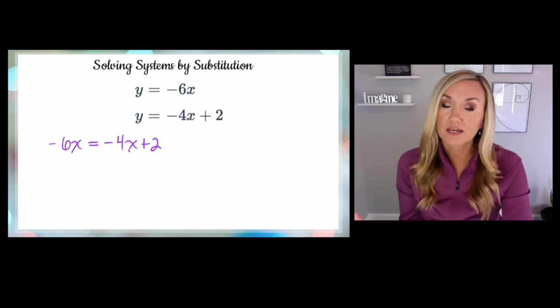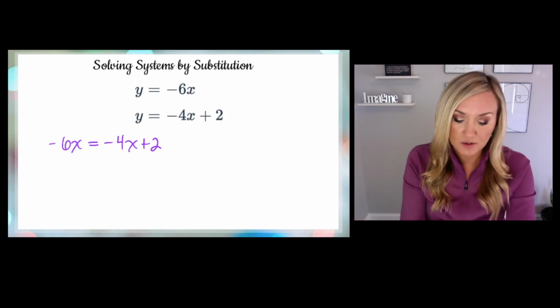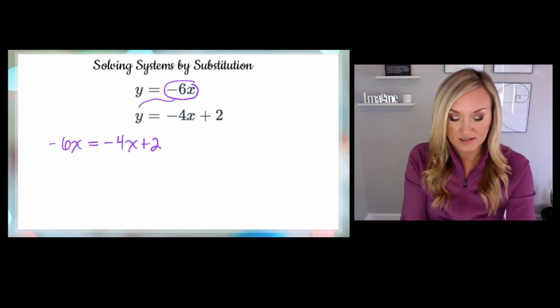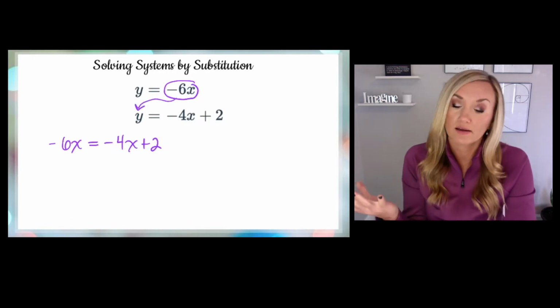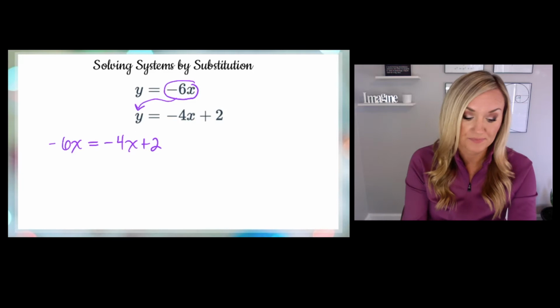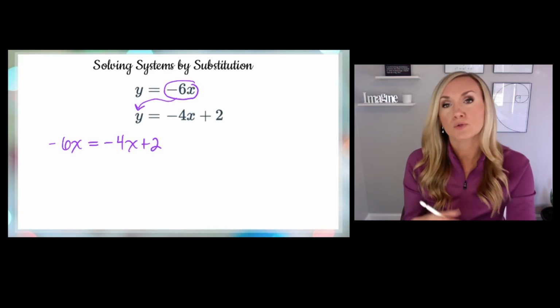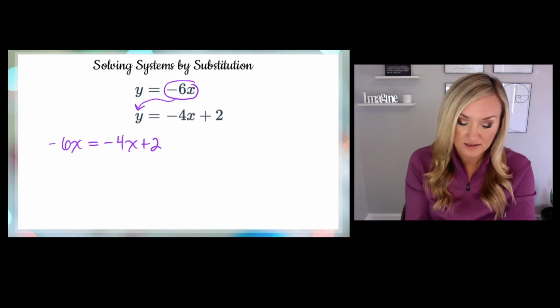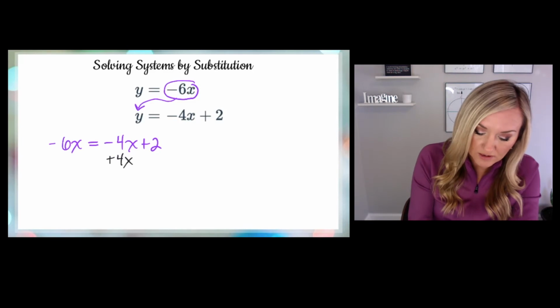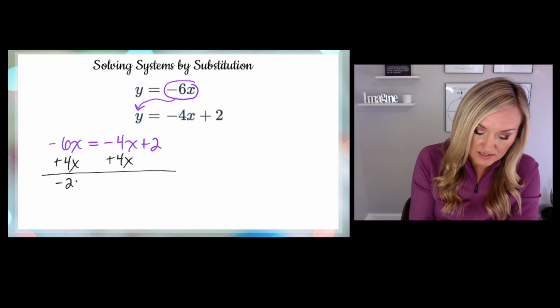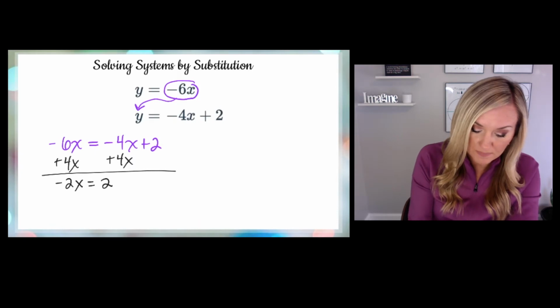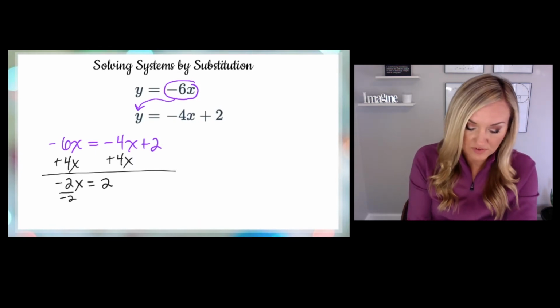Cool. And you can think about substitution like this. Since y equals negative 6x, I can plug negative 6x in for y, right? And that's essentially what we just did. Now we are going to solve for x. So I am going to add 4x to the other side of the equation. And when I do that, I have a negative 2x equals a positive 2. And when I divide by negative 2, I have x is negative 1.